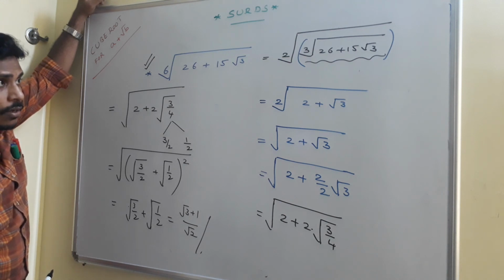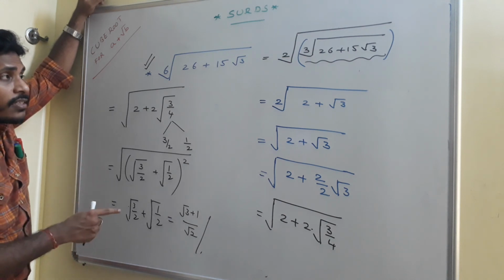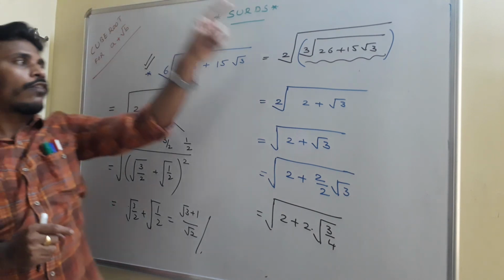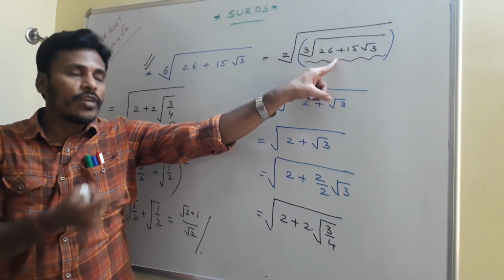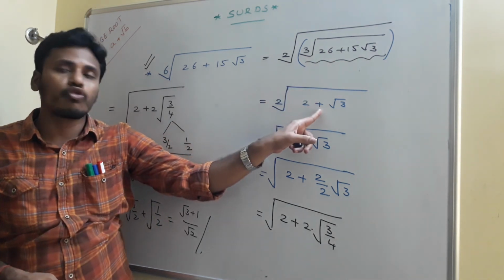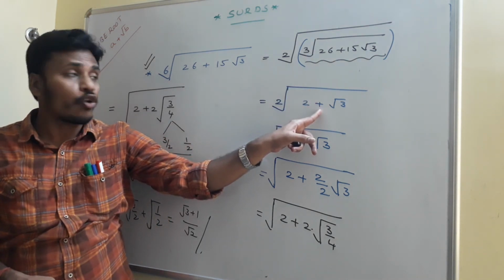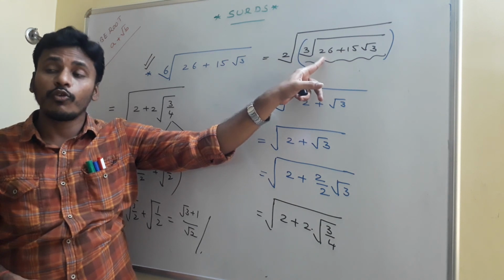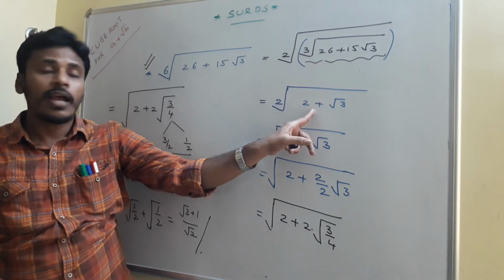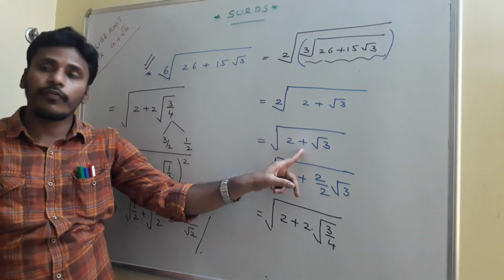Right? Have a look. I am utilizing both the concepts of square roots and cube roots. See, cube root of 26 plus 15 root 3. Since we did it earlier just here, I am directly using it as 2 plus root 3. But if you don't know this cube root, again you need to find this cube root also. And after finding that cube root, use it here under this square root. So square root of 2 plus root 3.